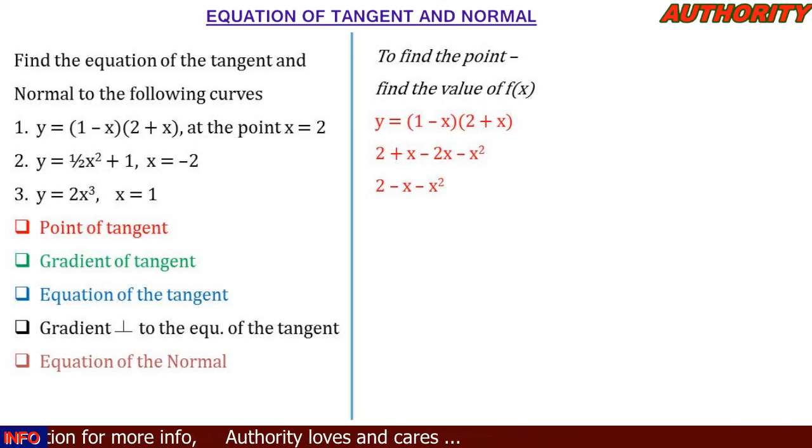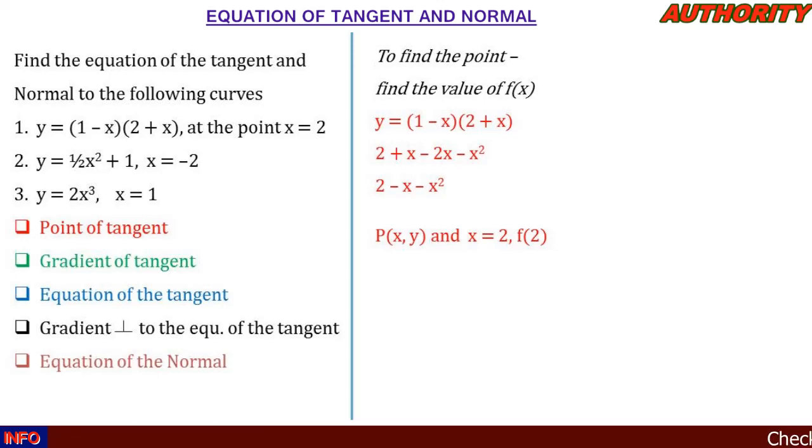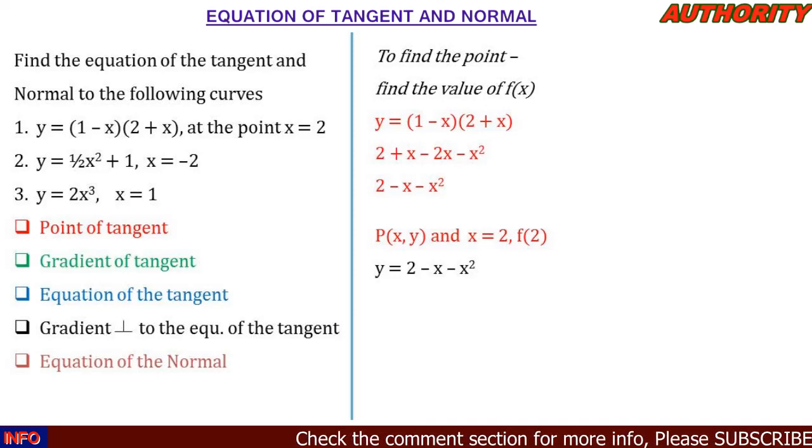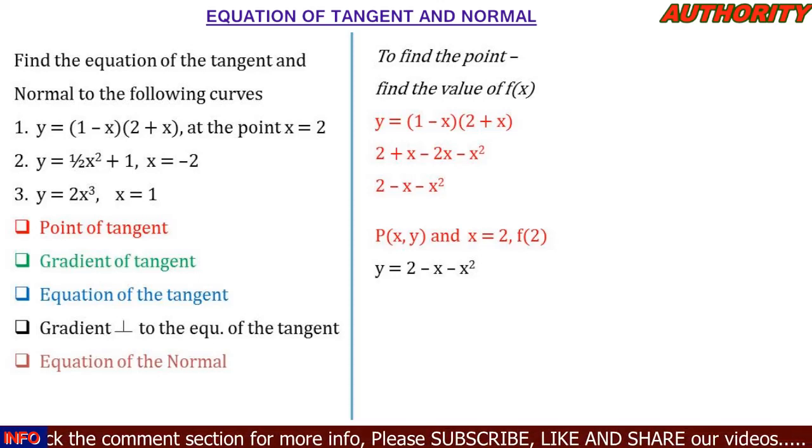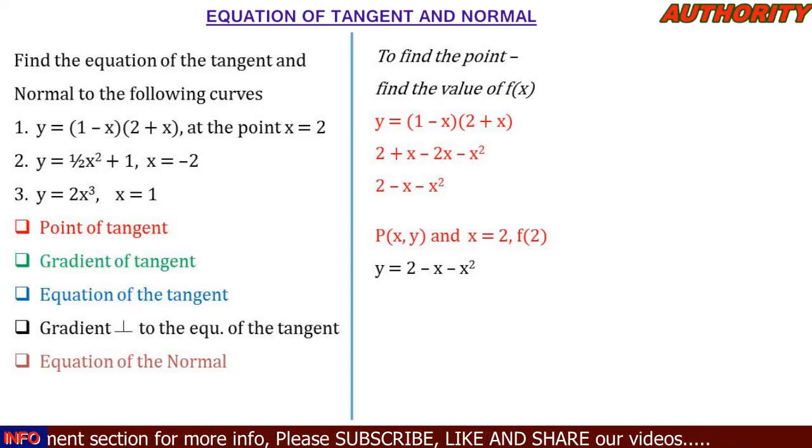But you know that a point is always written as P of x comma y. And we know x to be 2. For us to find y, what are we going to do? Now we say that y is equal to 2 minus x minus x squared, and x is equal to 2. So let's replace x with 2 to find the value of y. That will give us the point P of x comma y.